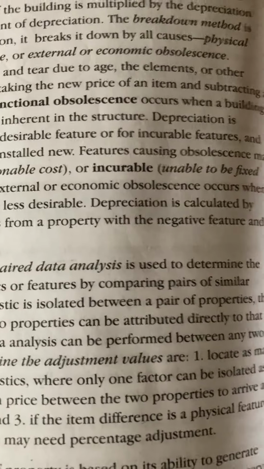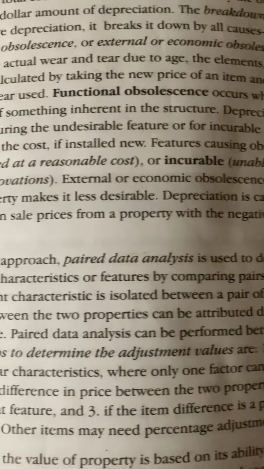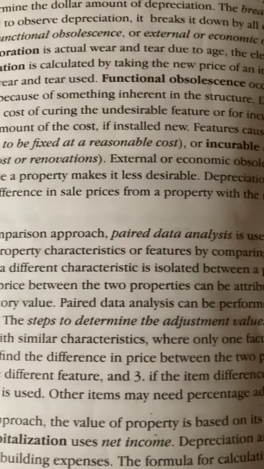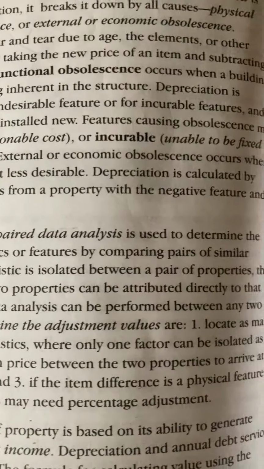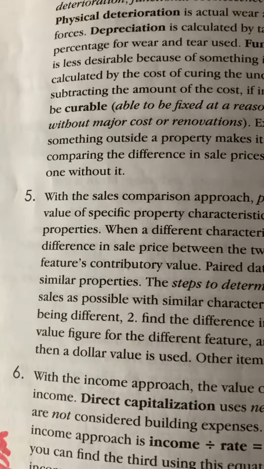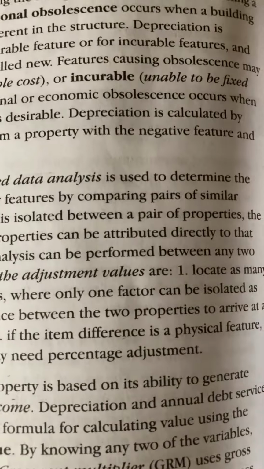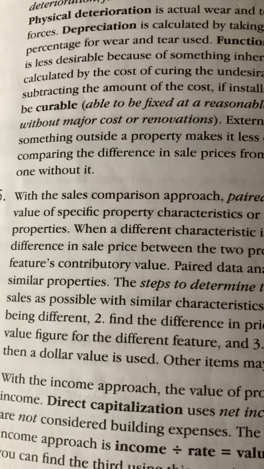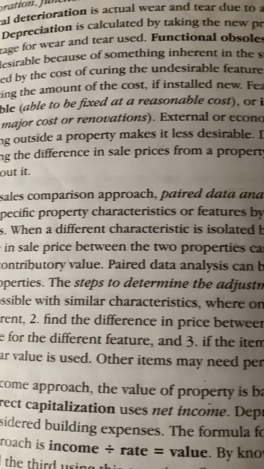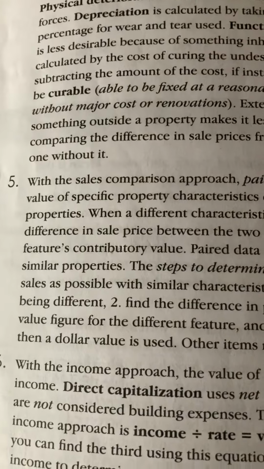External or economic obsolescence occurs when something outside a property makes it less desirable. Depreciation is calculated by comparing the difference in sales prices from a property with a negative feature and one without it. Number 5, with the sales comparison approach, paired data analysis is used to determine the value of specific property characteristics or features by comparing pairs of similar properties.